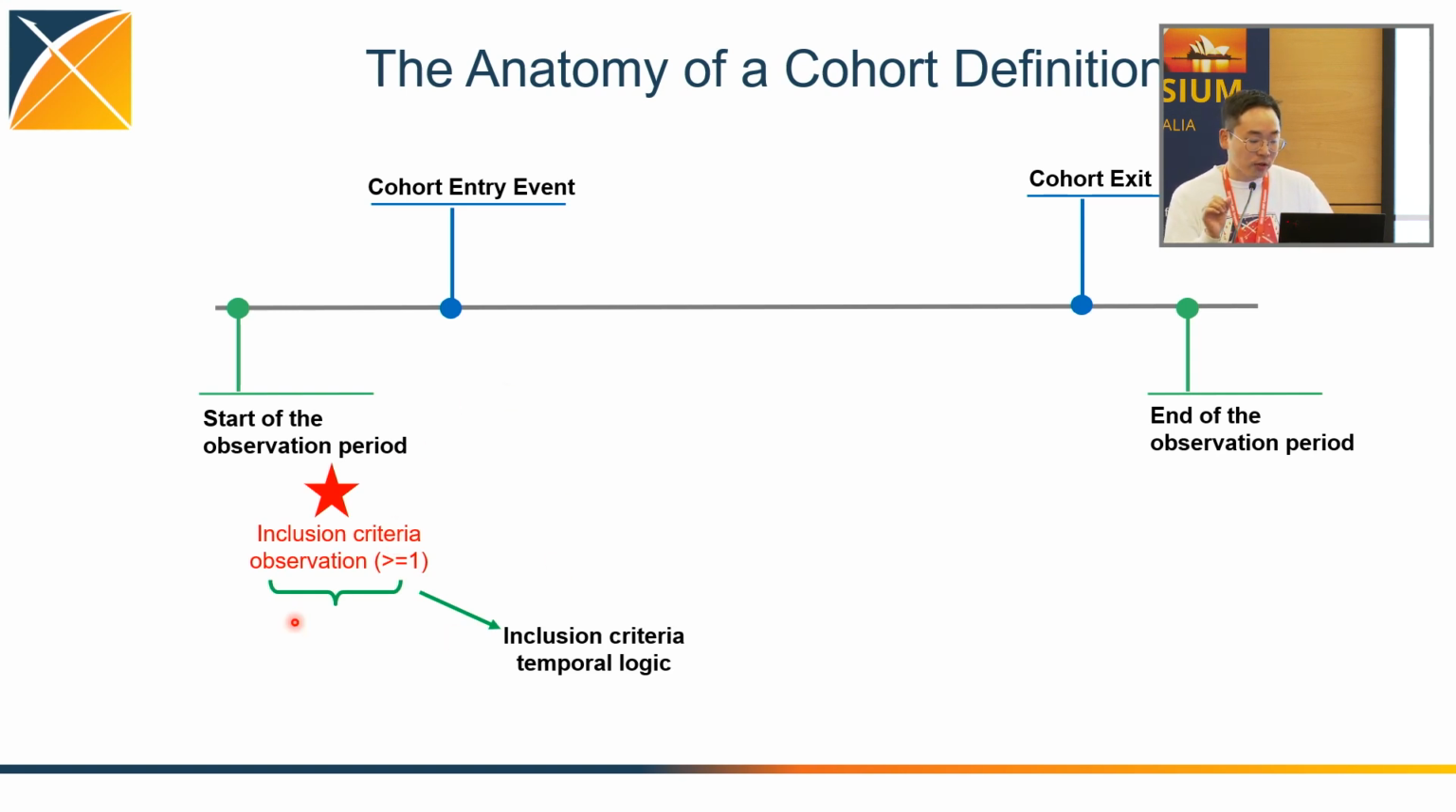And we will have inclusion criteria. There is no exclusion criteria in our cohort definition, so we only have inclusion criteria. And I will show you how you can use inclusion criteria as an exclusion criteria. So there is a temporal logic. Every inclusion criteria has to have a temporal logic.